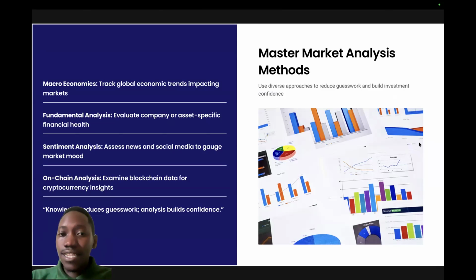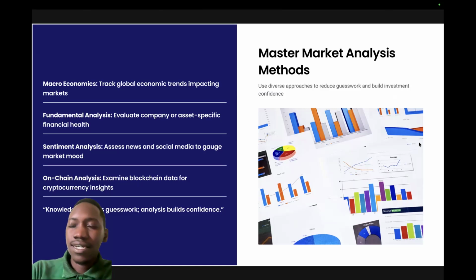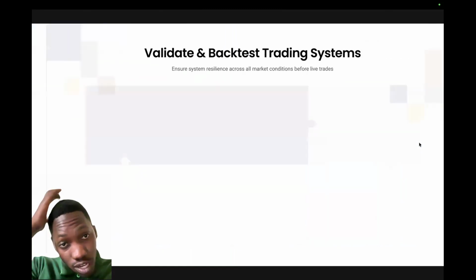Market sentiment: assess news and social media, gauge people's mood. I showed you some of those tools that gauge people's sentiment on CoinMarketCap in the previous video. Two, on-chain analysis: examine blockchain data. That's in deeper classes, to show you how on-chain analysis can be done. Then knowledge reduces guesswork. The more you know, the more confident you are about what you're doing, other than just guessing. Analysis builds confidence. When you do your analysis and add it all together, you are confident risking those $2 in the market.